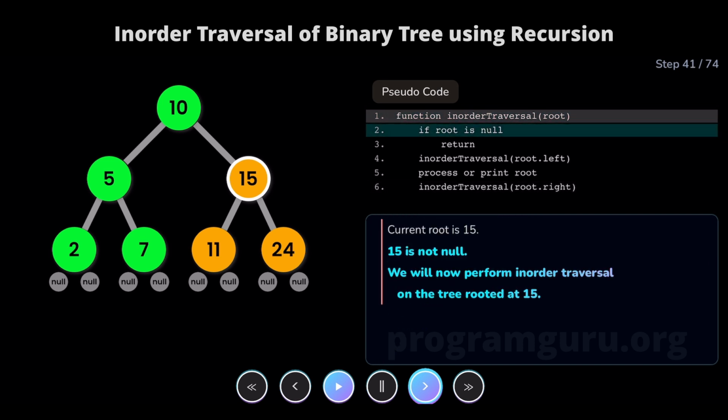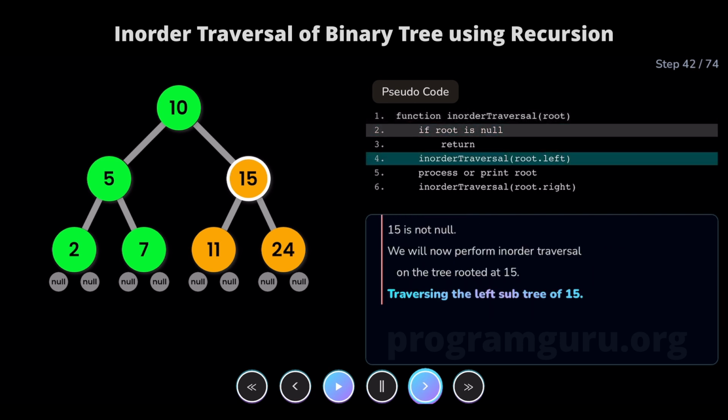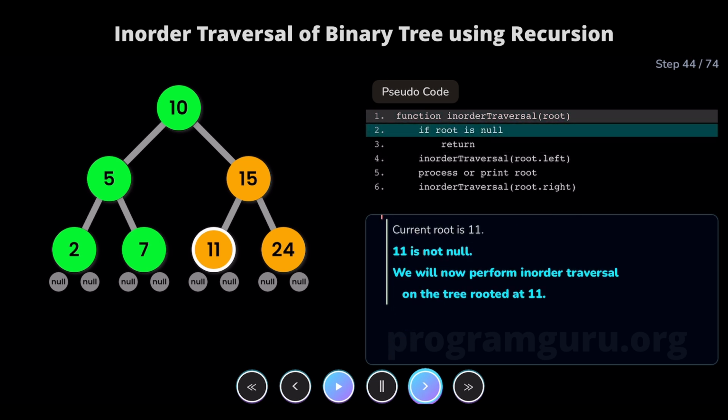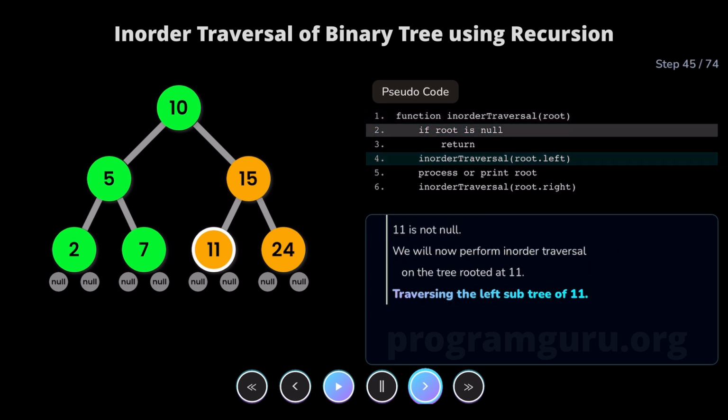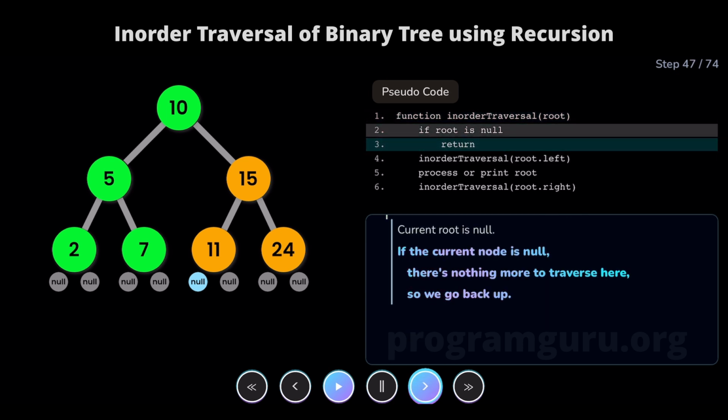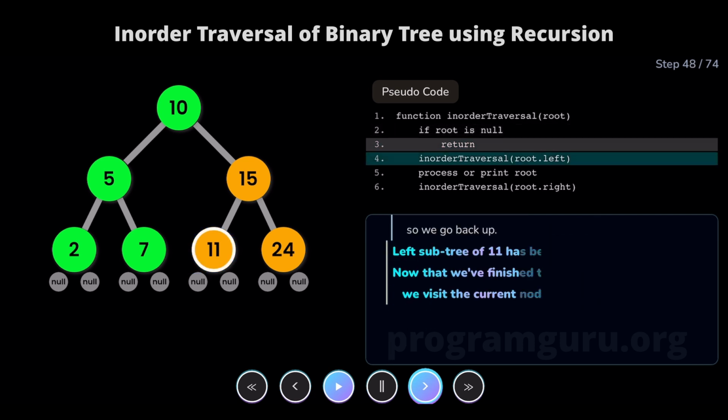We will now perform in-order traversal on the tree rooted at 15, traversing the left subtree of 15. Current root is 11. 11 is not null. We will now perform in-order traversal on the tree rooted at 11, traversing the left subtree of 11. Current root is null. If the current node is null, there's nothing more to traverse here, so we go back up. Left subtree of 11 has been traversed.